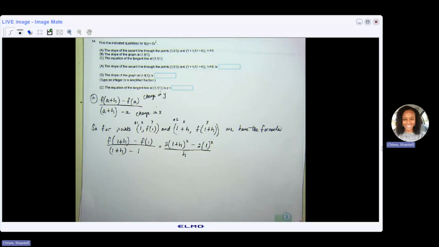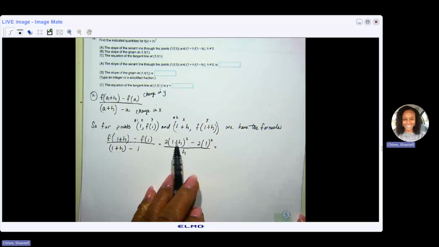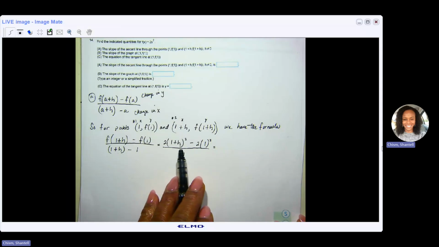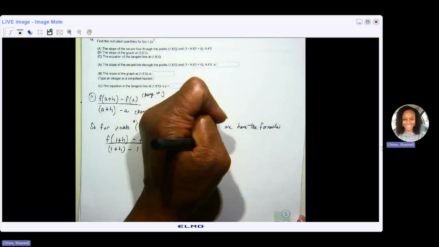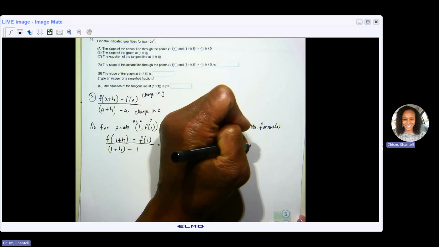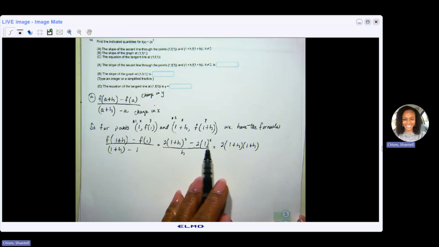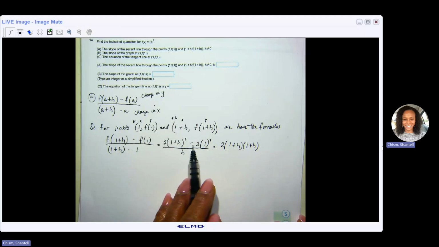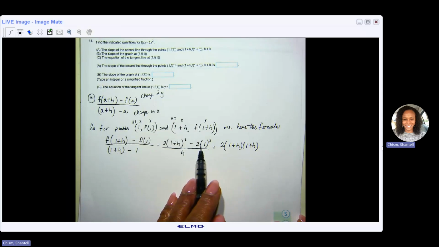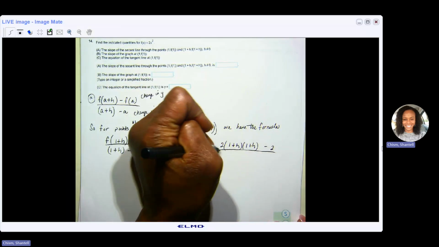Now, continuing on, I'm going to FOIL this out. We have to do some algebra. So this is 1 plus h squared, a binomial squared, so I need to FOIL this out: 1 plus h times 1 plus h. And then I'm just going to keep this as minus 2 because 1 squared is just 1. So 2 times 1, that's just 2, so I'm just going to put that down as a minus 2. And that's still over h.